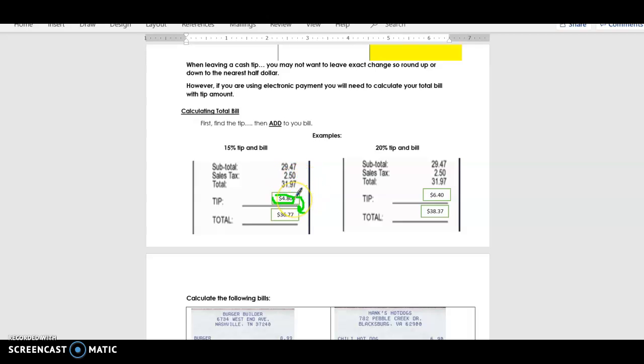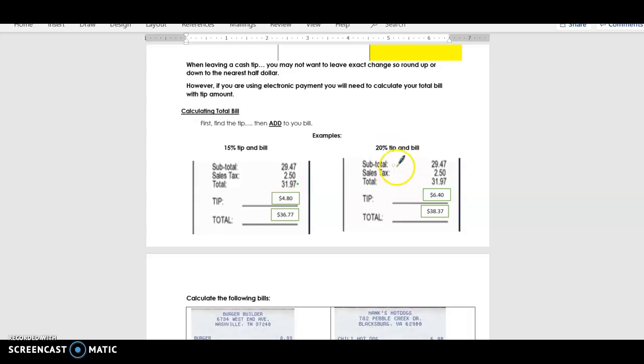So we calculate that 15% tip. That's an added expense for you as the customer. So we add it on to the total bill. So I got $36.77 because I added $31.97 and the $4.80 together and ended up with a total of $36.77. Same kind of a deal over here.